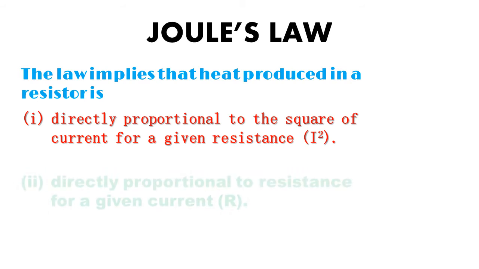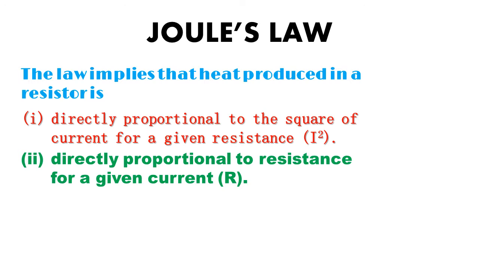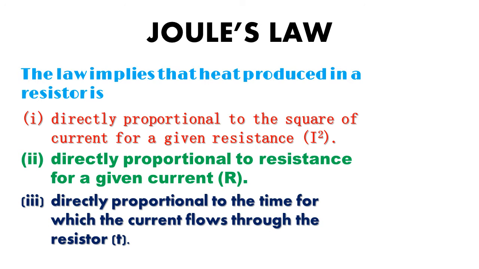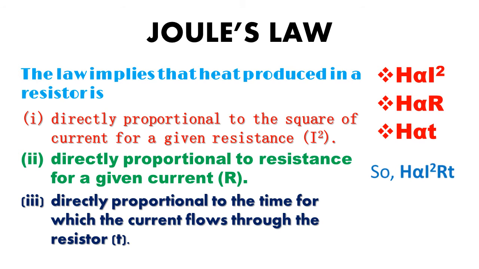Secondly, it is directly proportional to the resistance for a given current, and it is directly proportional to the time for which the current flows through the resistor. Therefore, H is proportional to I square from the first point. From the second point we get H proportional to R, and from the third point we get H proportional to t. So H is proportional to I square Rt.